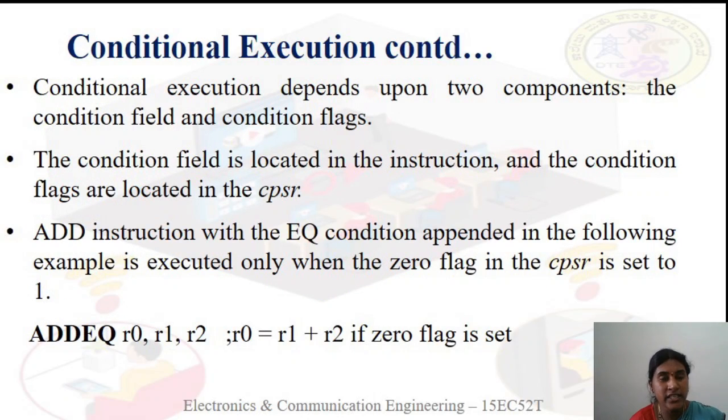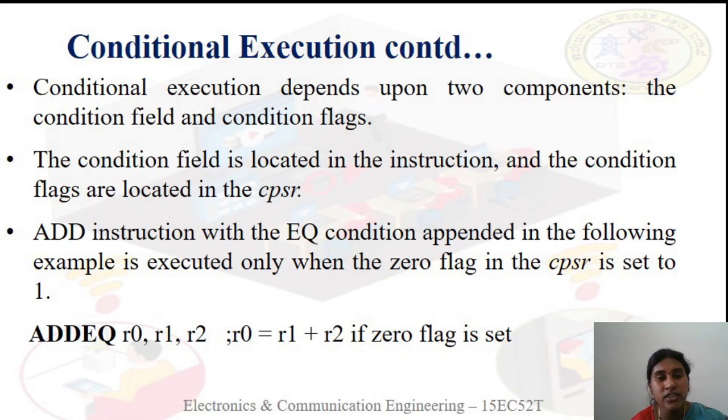Then this condition execution depends upon two components. Which are they? One will be the condition field, another will be the condition flags. What do you mean by condition field? This condition field is located in the instruction itself. You are giving some instruction to the ARM processor, right? In that instruction only you are appending that condition field.